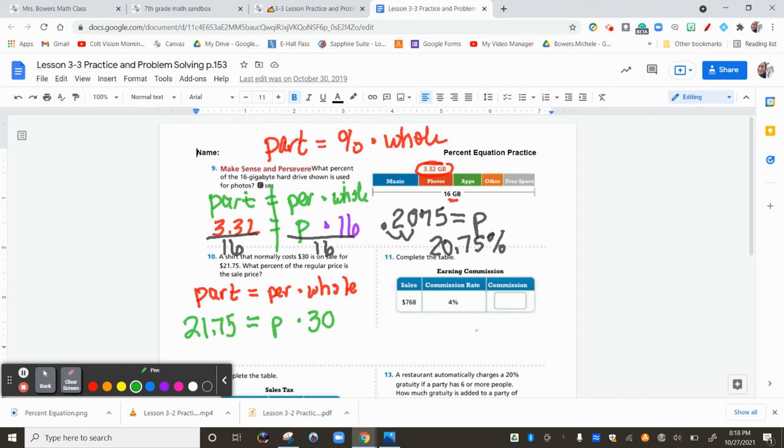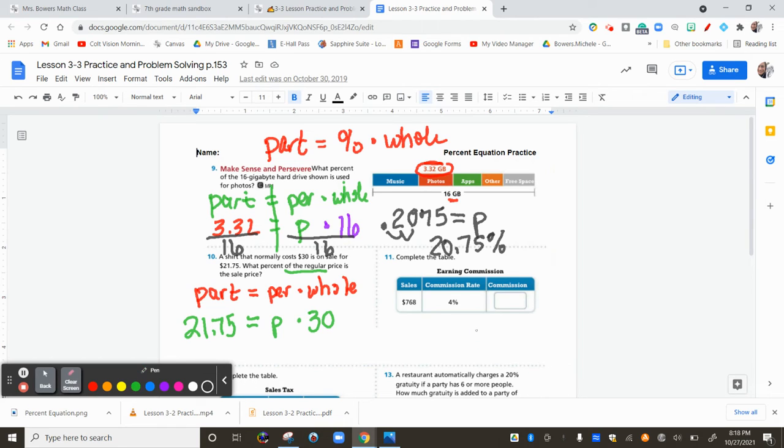Okay, so in the second problem, they're telling us the cost of the shirt, and they're telling us the sale price of a shirt, and they said what percent of the regular price is the sale price. So we're finding the percent that the sale price is. I set up my problem because the part is the sale price, and whatever comes after the word of, that's what the whole is. So it says percent of the regular price, and that means the regular price is the whole. So I put the 30 there.